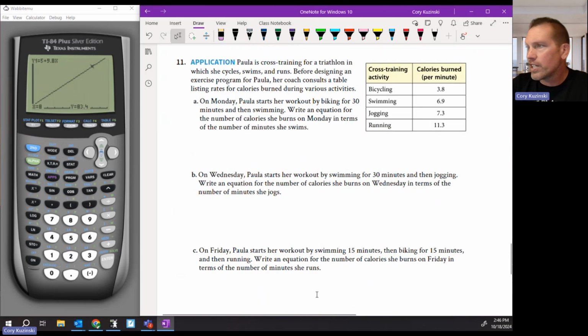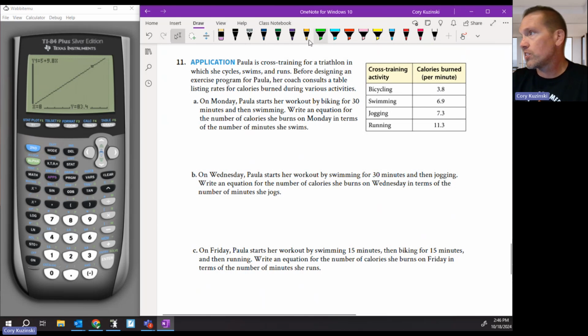All right, one more question here, number 11. Press pause, try it, press play. I'll do it. All right. Paula's cross-training for a triathlon. She's burning calories when she cycles, swims, and runs. Before designing an exercise program for Paula, her coach consults a table listing rates of calories burned during various activities. Okay. Monday, Paula starts her workout by biking for 30 minutes and then swimming.